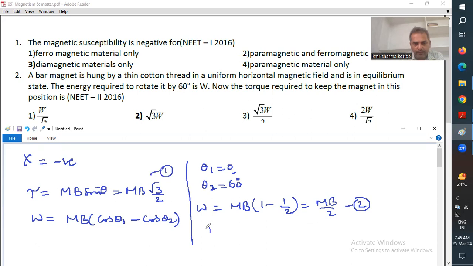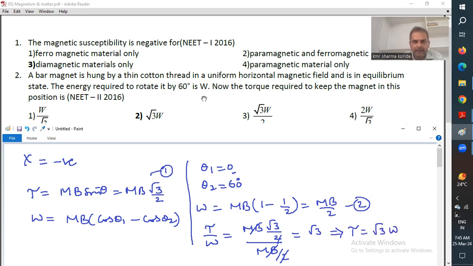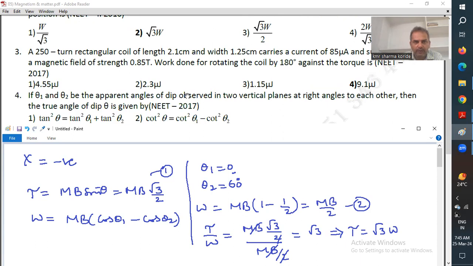Dividing 1 by 2, torque by W is equal to mB root 3 by 2 divided by mB by 2. The 2 gets cancelled, mB gets cancelled, so it will be root 3. So therefore torque is equal to root 3 W. The second option is correct. Moving to the next question.